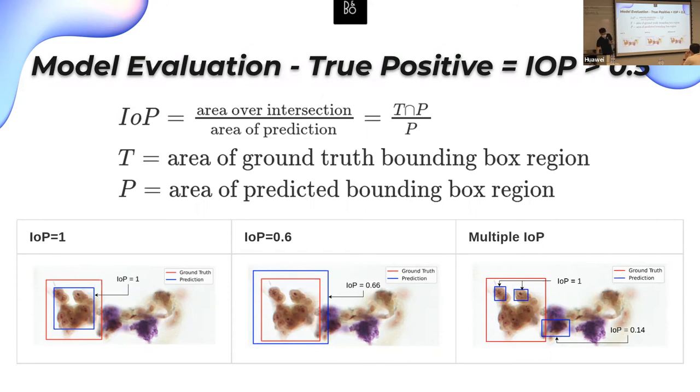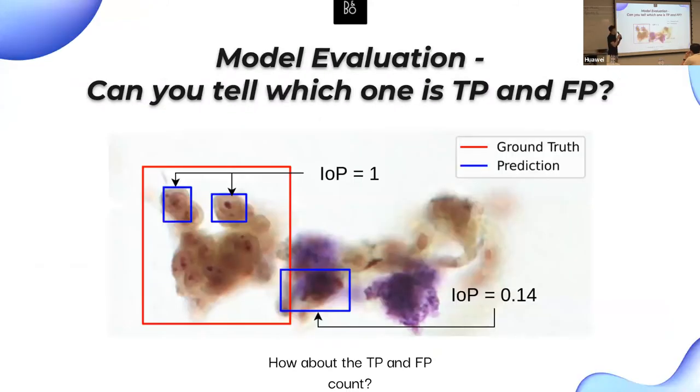Oh, yeah. So now I want to ask a question. This is one of the examples just now. Can someone tell me which one is true positive and which one is false positive? Maybe I ask you, which one is true positive? The left two? Okay. What do you think? The top one? How about the bottom one?